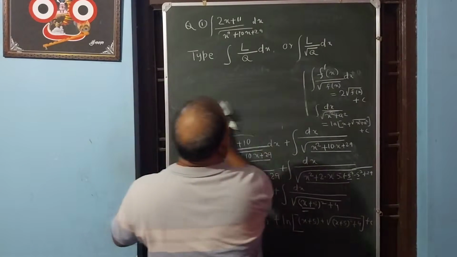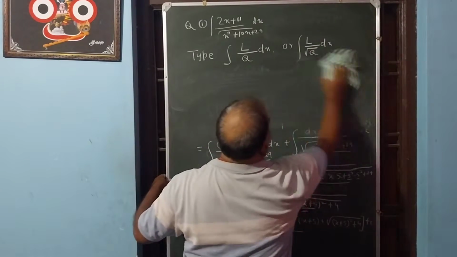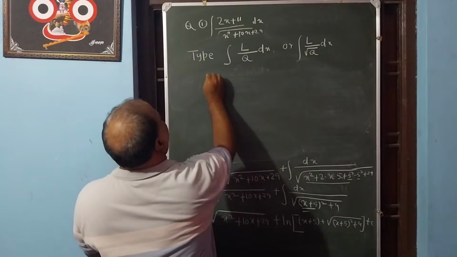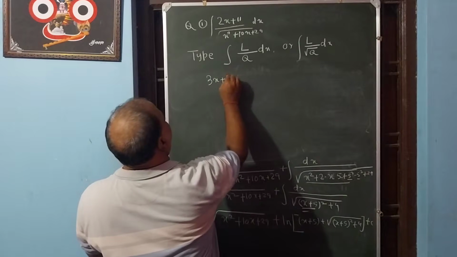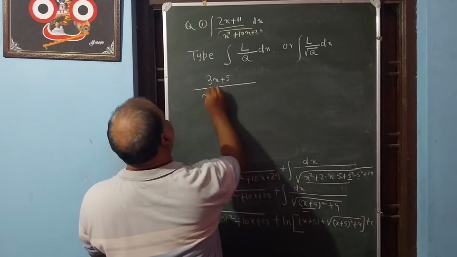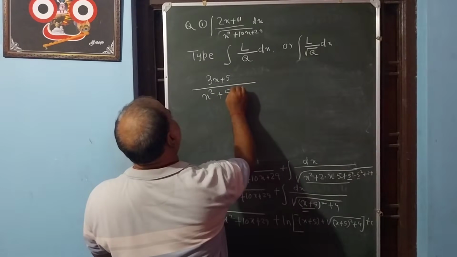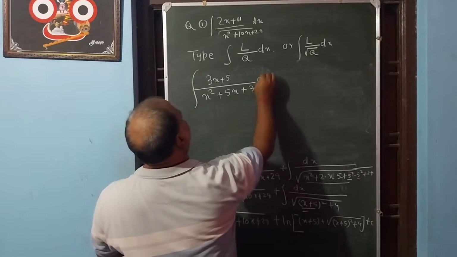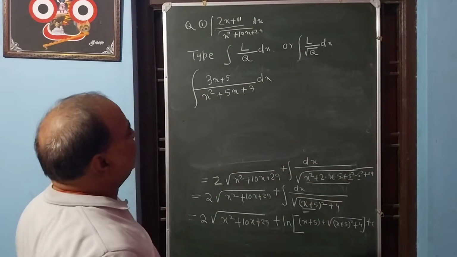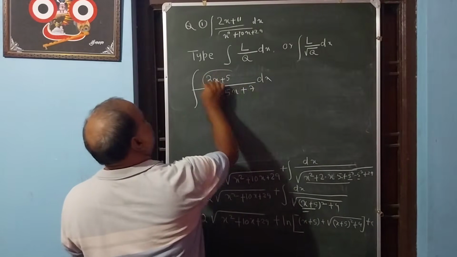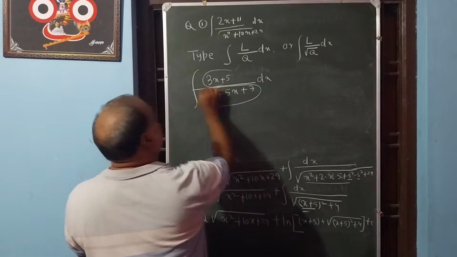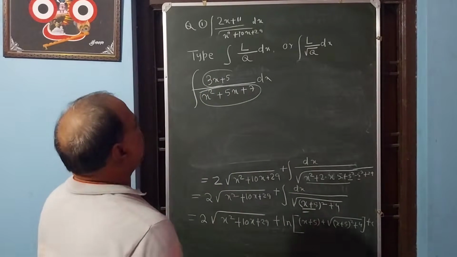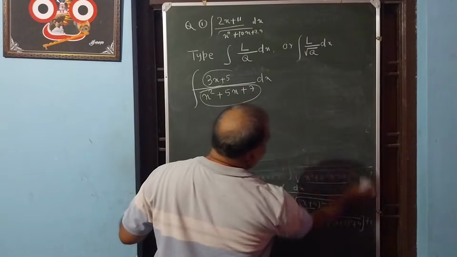Now let us take another example. Write down the integration of 3x plus 5 divided by x square plus 5x plus 7. You see here, it is linear by quadratic. So how can you integrate this?